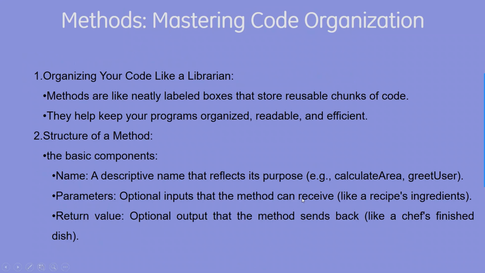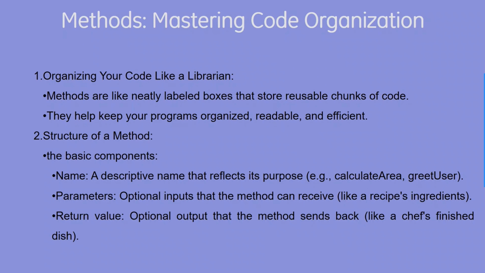Moving on, we have methods: mastering code organization. Now, how do you master this code? Firstly, organize your code like a librarian. Methods are like neatly labeled boxes that store readable chunks of code. They help keep your program organized, readable, and efficient. So you have to name a particular section of the code and keep your entire program organized. If it's organized, it's easy to identify the errors as well.